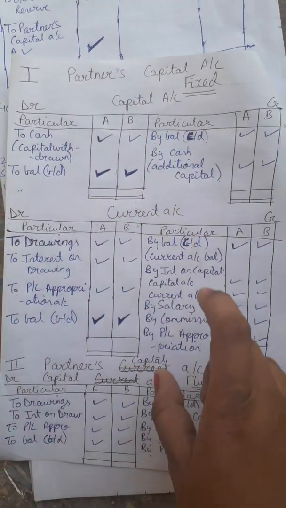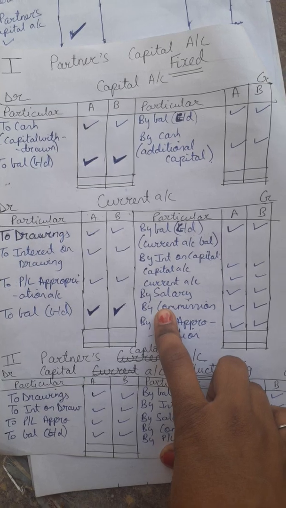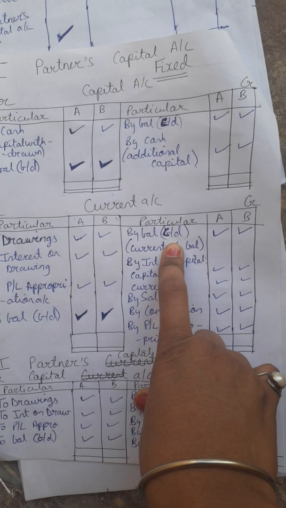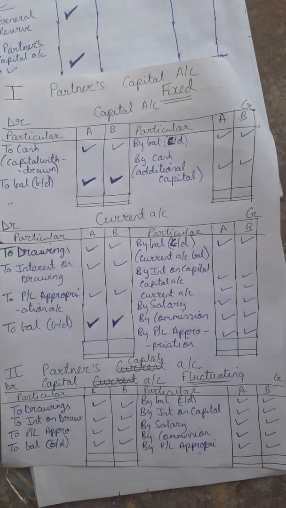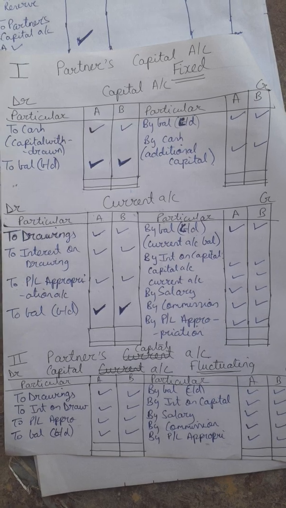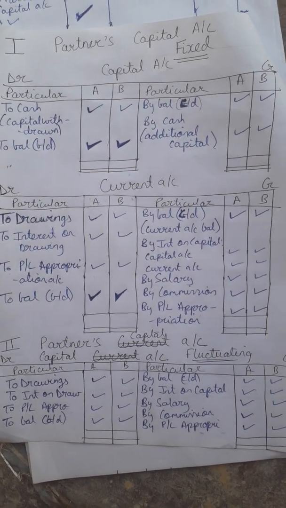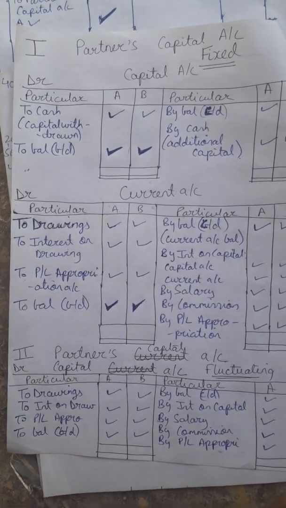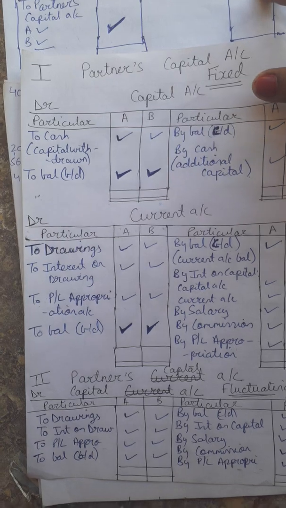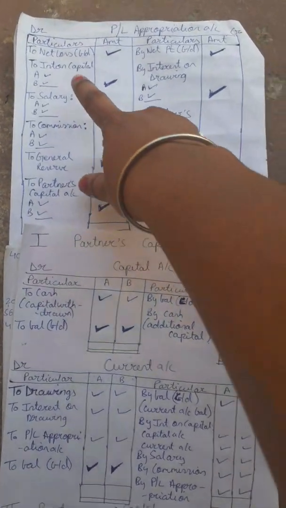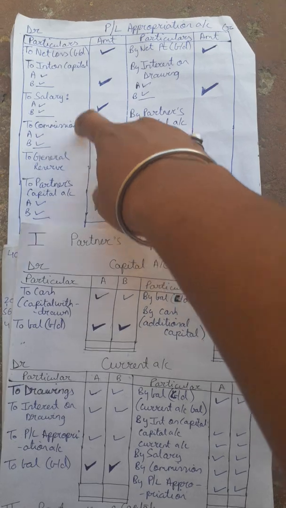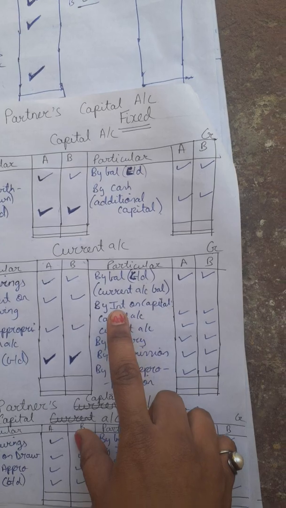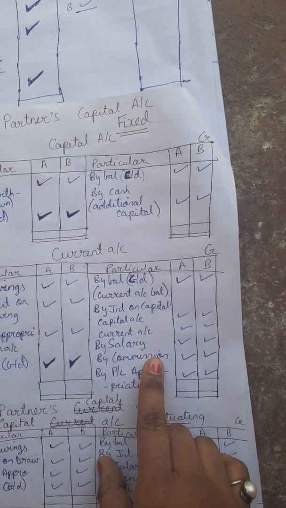After making the capital account, the next account you have to make is the current account. Here again it starts with By Balance Carried Down. This carried down amount will be given to you in the question under the balance sheet on the credit side, under the heading of Partners Current Account Balances. Then all the entries which you have made in the profit and loss appropriation account, that is interest on capital, salary, commission, these three will come on the credit side of the partners' current account.